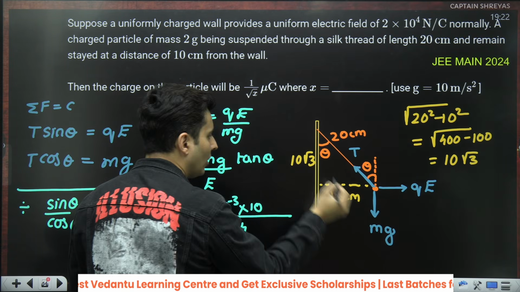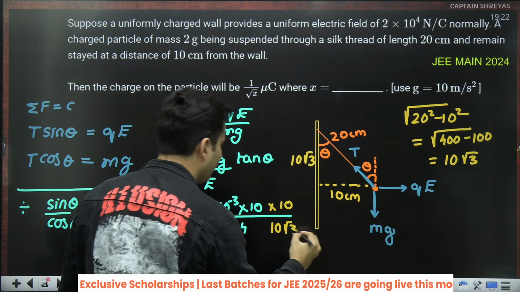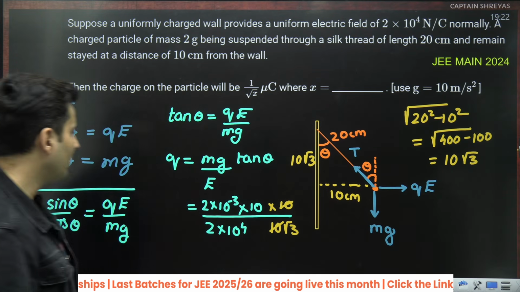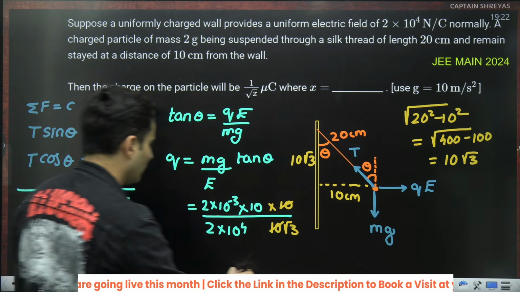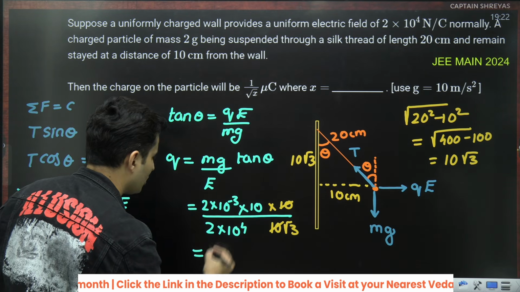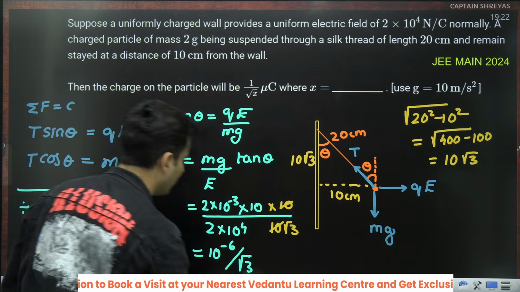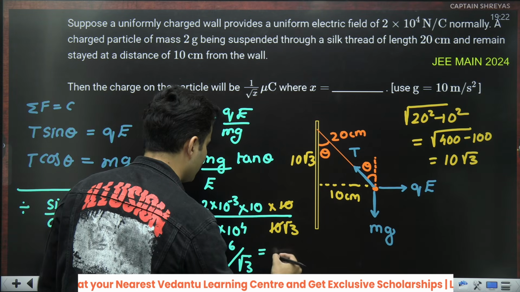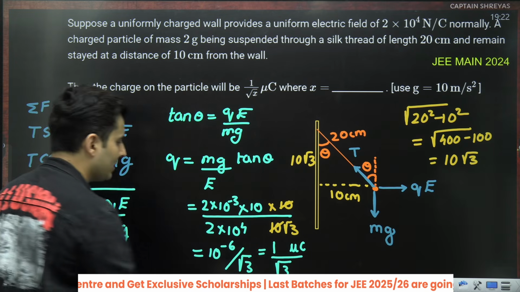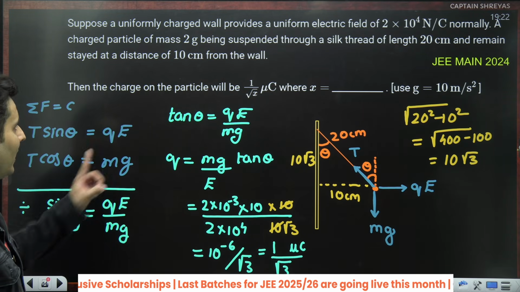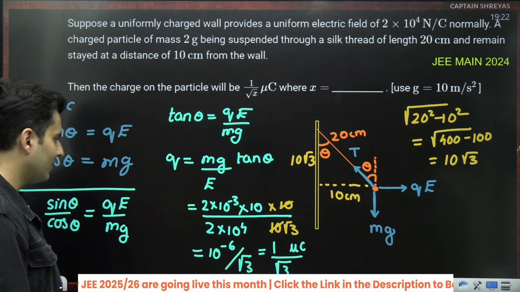So tan theta is opposite by adjacent. So 10 root 3, 10 cancels, so 1 by root 3 remains here. Okay. So one of the 10 also goes here. Perfect. So 2 also cancels. So I'm just left with 10 to the power minus 6, the whole thing divided by root 3. So it also means it is 1 micro coulomb divided by root 3. 10 to the power minus 6 is micro. So hence the value of x must be 3. Yes, that is the correct answer. You can see that.